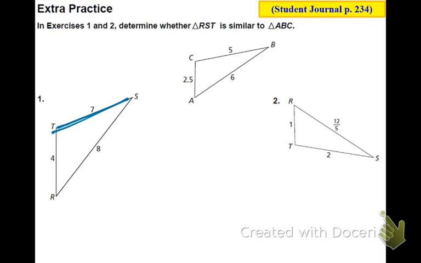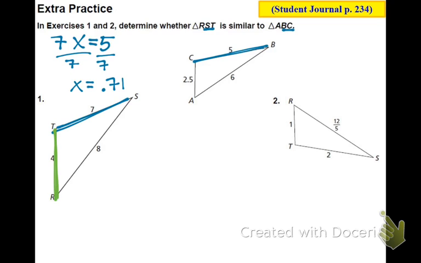So what side, we're just going to pick one, what side would correspond with ST? Yeah, CB, which is 5. So to find the scale factor, we would do 7 times a number gives us 5. 7 times scale factor is 5. Divide by 7. I want to say this one, we're going to find it in decimals, just because, you'll see. What is 5 over 7 in decimals? 0.71. So that's a scale factor for the blue sides we did.